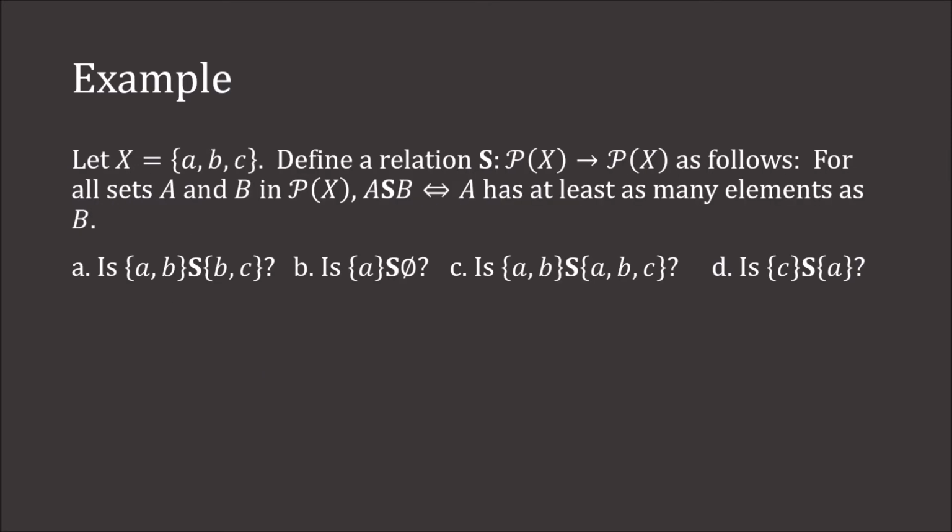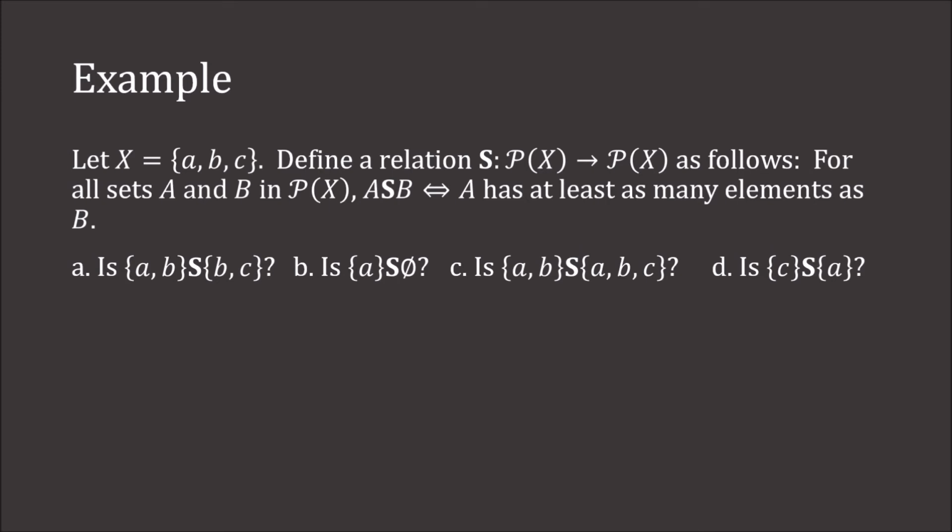Now, let X be the set {A, B, C}. Define a relation S from the power set of X to the power set of X as follows. For all sets A and B in the power set of X, A is related to B by S if and only if A has at least as many elements as B. So we have four questions here we want to answer.